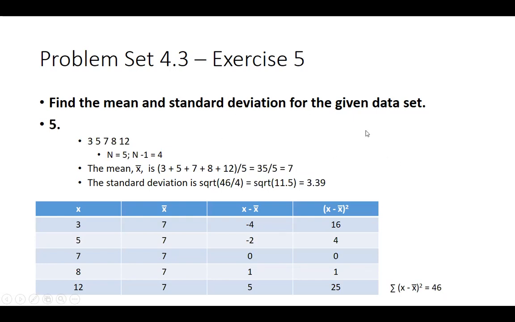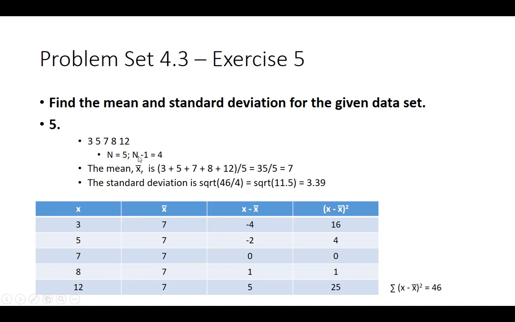In number 5, once again, we're finding the mean and the standard deviation. The mean, the average, the X bar, add them up and divide by how many we have. And we have 1, 2, 3, 4, 5 data points. Add up 3 plus 5 plus 7 plus 8 plus 12. We get 35. 35 divided by 5 is 7. So the mean, the X bar, is 7.